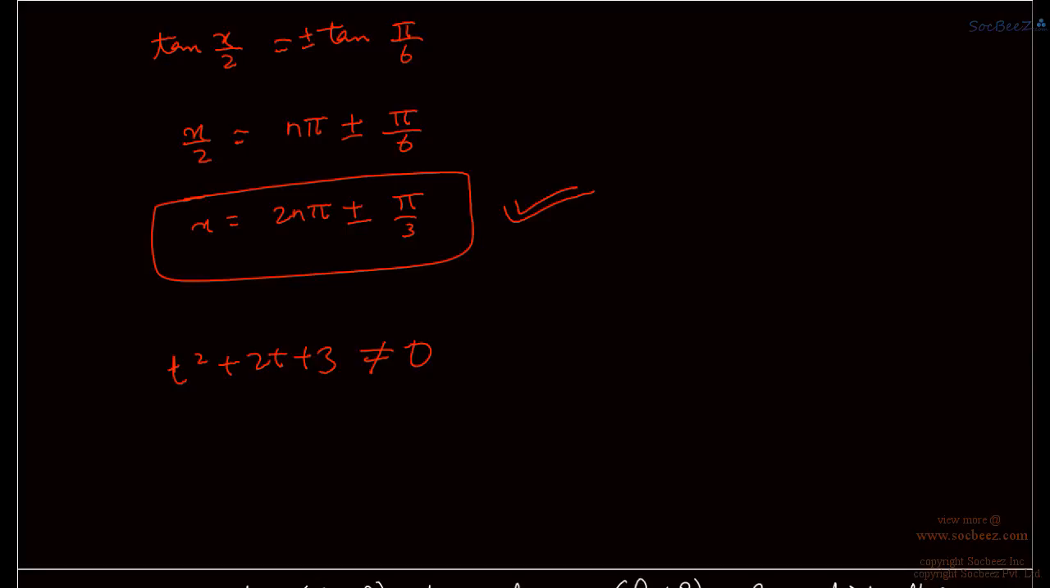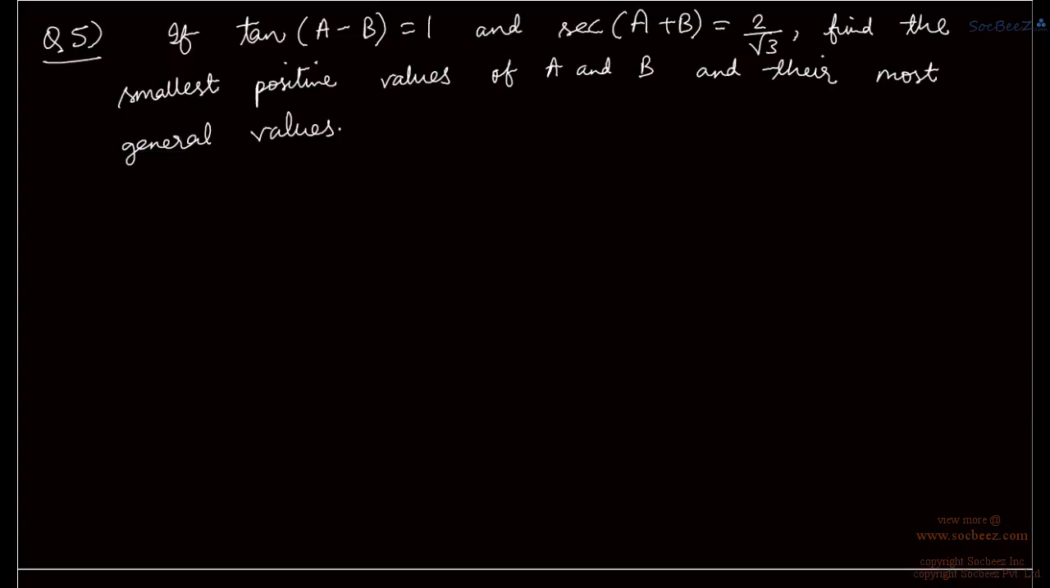So the only solution set will be from the first one, that is 3t squared equal to 1. It gives us tan of x by 2 squared is equal to 1 by 3, and x is equal to plus or minus pi by 3.